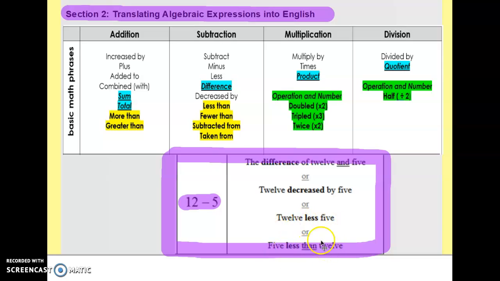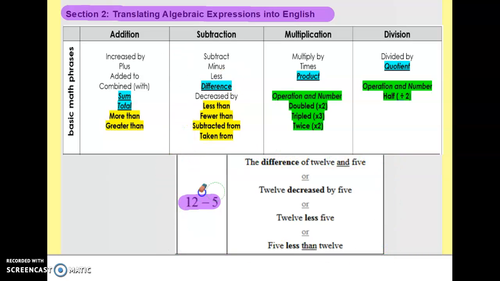Now, some of these, you should notice, are either in the yellow category or in the blue category, like difference and less than. You can also just work left to right. You could simply say 12 minus 5, 12 less 5, 12 decreased by 5. You can use any of those non-highlighted words and not have to worry about the order of how you write your terms.